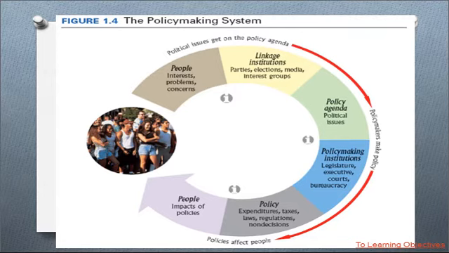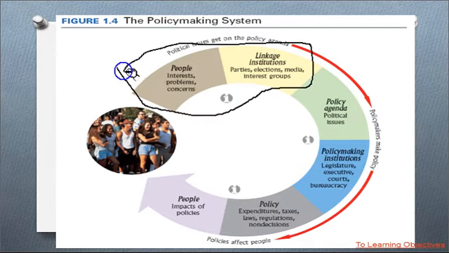This chart, the Policymaking System, explains how public policy is made, including who determines the public agenda, who determines solutions, and the implications of the solutions. First, we will look at the people in linkage institutions. As you see, the people in the linkage institutions are the first two steps in the policy-making system.